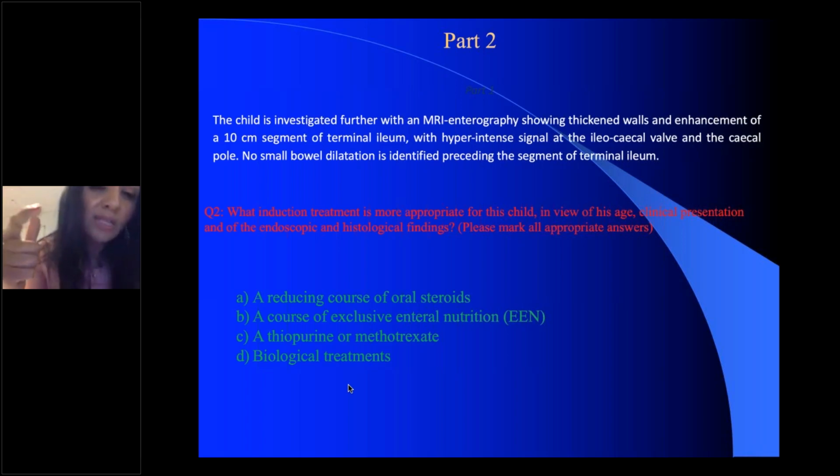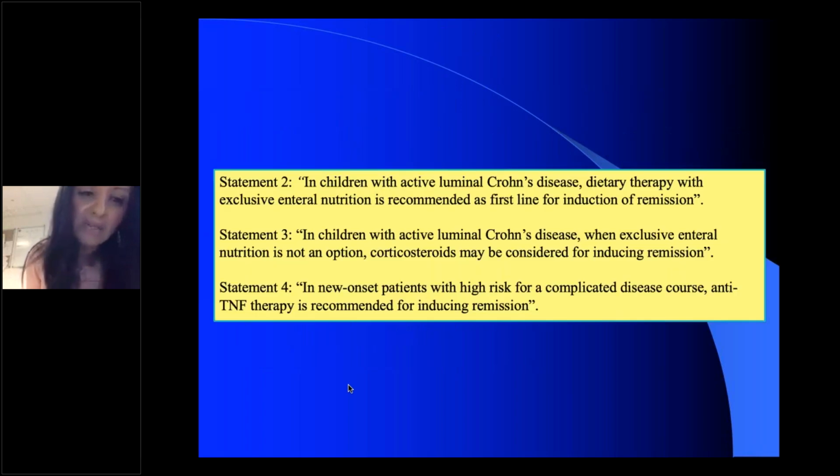So this is what I meant about personalizing your medicine and thinking in the future about how this child's Crohn's disease is going to present and complicate their life. And actually in Harry, I would say biological therapies must be considered. So I would also mark this as right. And these are the ECCO statements.